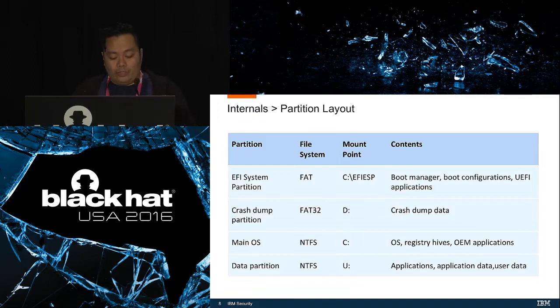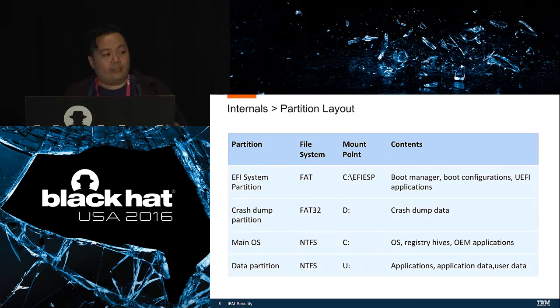A Windows 10 IoT Core image contains 4 partitions. First, the EFI system partition, which is formatted as FAT. It contains the Windows Boot Manager and the boot configuration database. Then there is the crash dump partition, which will be mounted to the C directory of the OS in the EFI ESV folder.